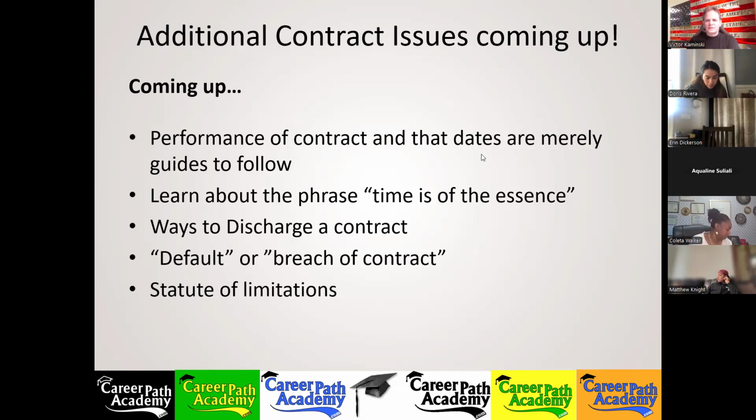Performance of contract, and the dates are merely guides to follow. Learn about the phrase "time is of the essence." That's going to be coming up. And we're going to learn ways to discharge a contract. We're going to learn what default and breach of contract means. And I guess we're going to see statute of limitations yet once again.